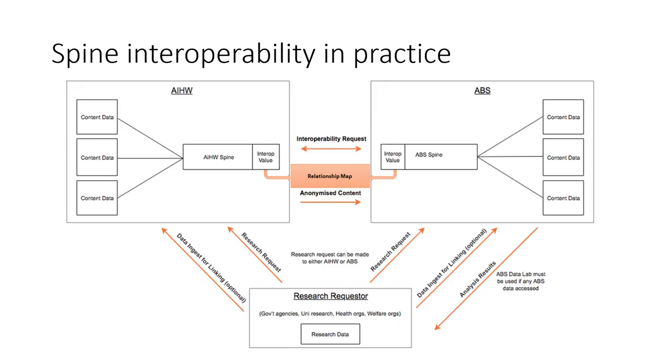So if the ABS wants to link data that is linked to its spine to data that is linked to the AIHW spine, a request can be sent through to ask for the correct pointers, which would mean that the ABS wouldn't need to relink this data separately. In this way, instead of having two completely separate linkage spines, we have a linkage spine, and through a set of common data, we're able to point to records in the ABS spine as well, reducing the need to link twice.